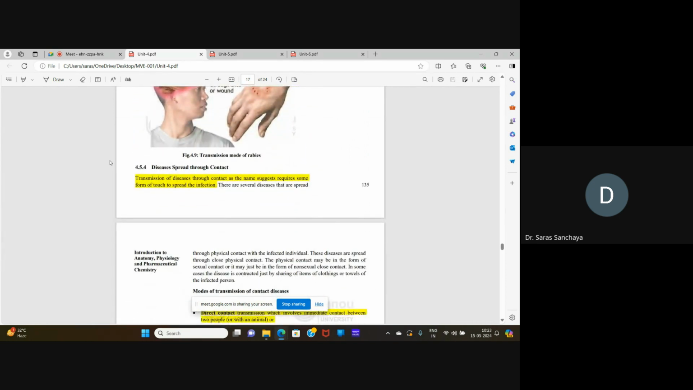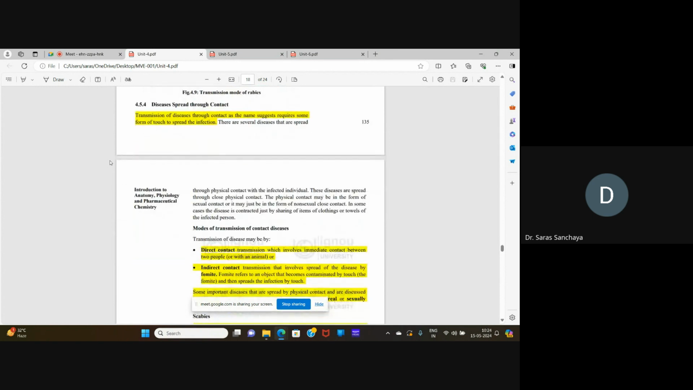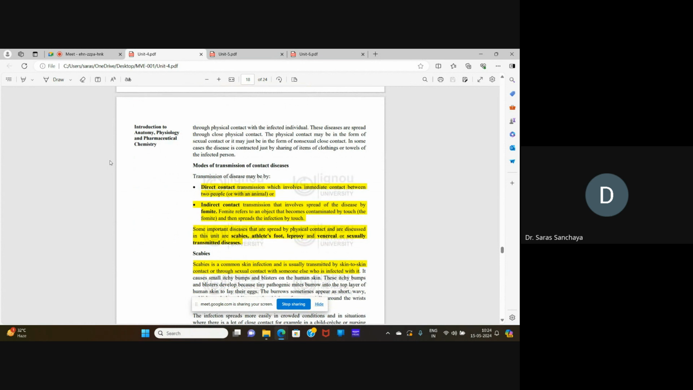Diseases spread through contact. Transmission of diseases through contact, as the name suggests, requires some form of touch to spread the infection. Modes of transmission of contact disease can be direct contact or indirect contact. Direct contact transmission involves immediate contact between two people or with an animal, while indirect contact transmission involves spread of disease by fomites. Fomites refer to an object that becomes contaminated by touch and then spreads the infection by touch. So fomites can be anything: pencil, pen, handkerchief, bottle, table, chair, anything can be a fomite.